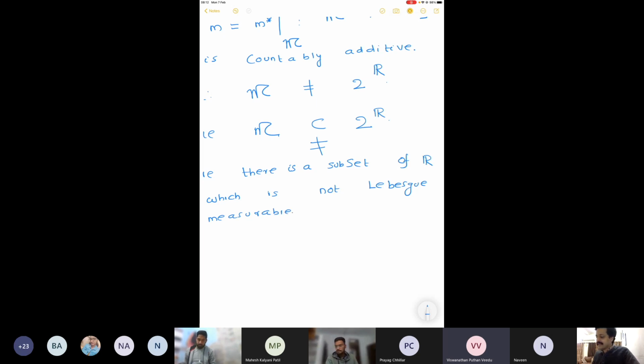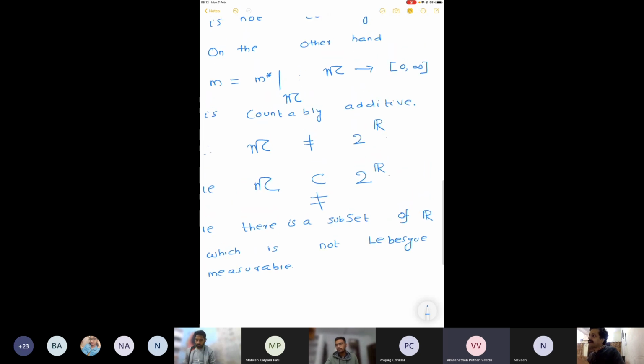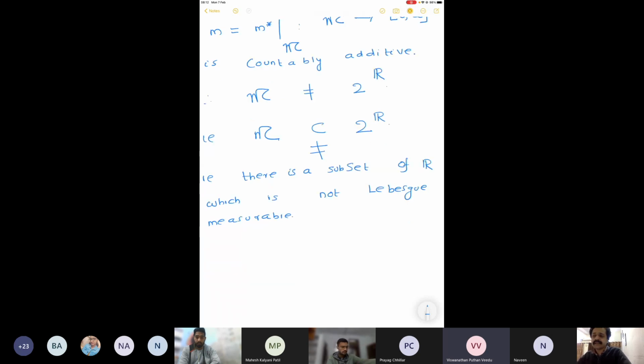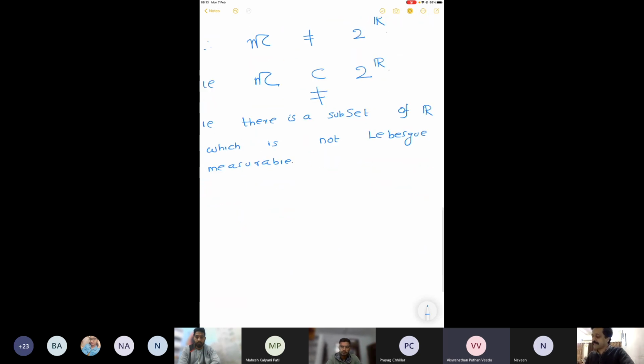So in this way, script M is properly contained in 2 power R. This seems to be an indirect way to convince that script M and 2 power R are 2 sigma algebras that do not match exactly. As I told you, our next intention is to see that there are sets which are not Lebesgue measurable in a more straightforward way, relatively straightforward way, I should say.